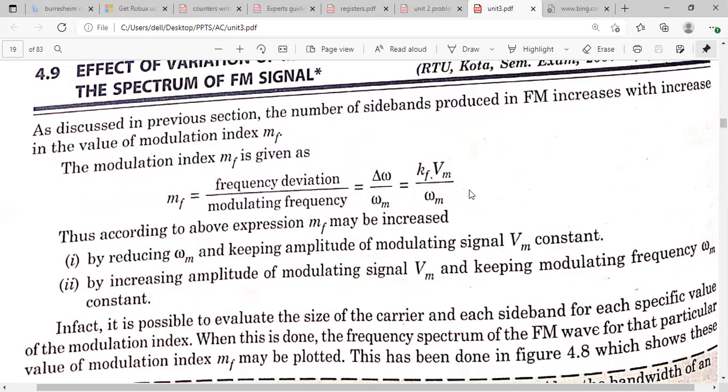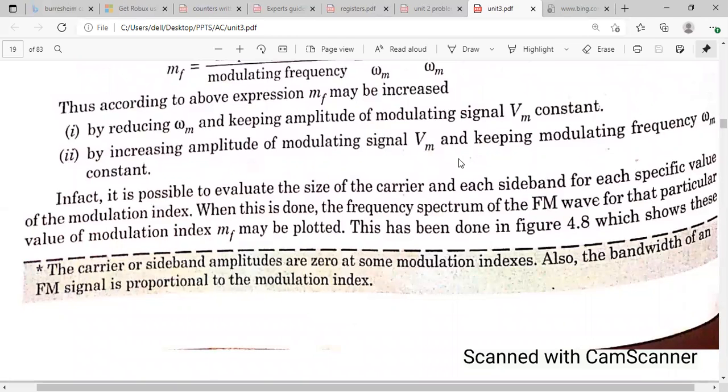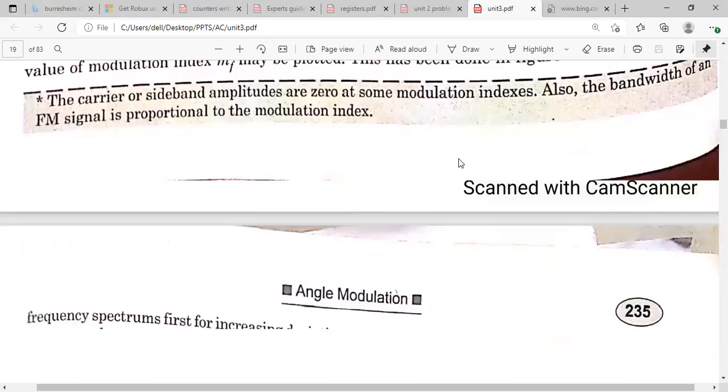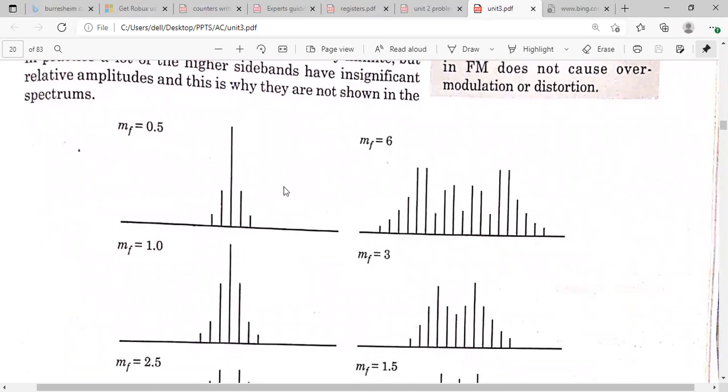And also by increasing the amplitude of the modulating signal, we can improve the modulation index. When we are increasing this, you have to keep omega m constant. So depending on the modulation index, you will get at the output either narrowband FM or wideband FM. Okay, and these are the graphical representations.